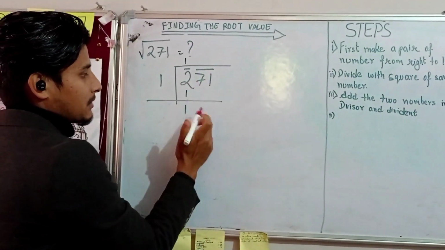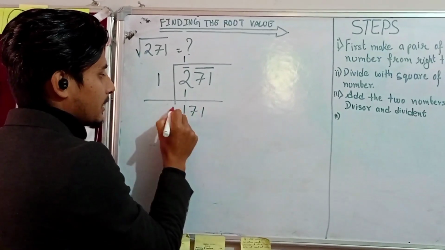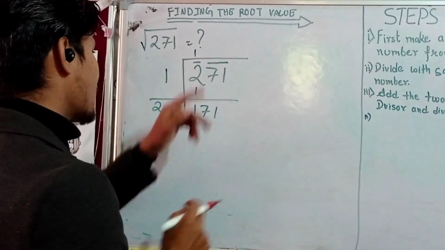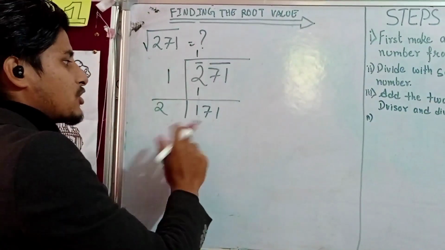So now this 2 digit 71 will come down, right? So 1 and 1 plus 1, it will be 2. So 1 plus 1 will be 2. Okay, now again I will check from here.